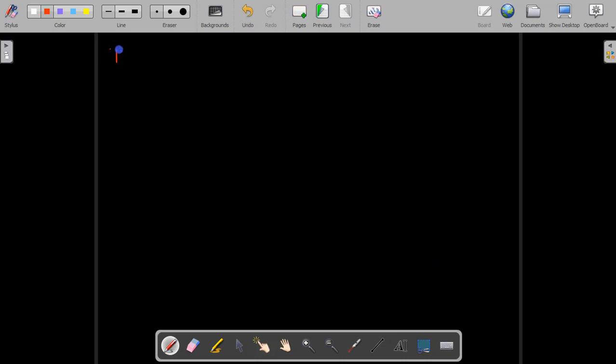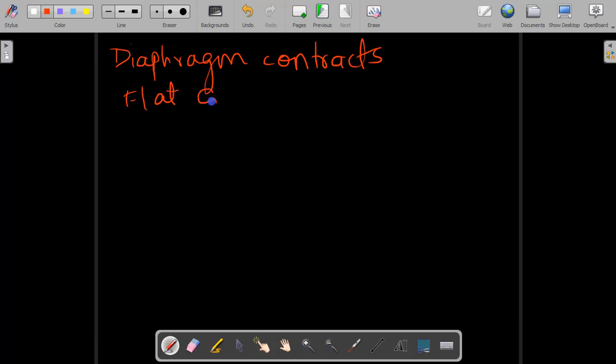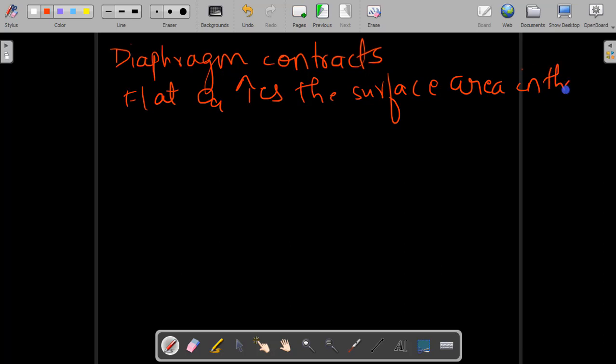First, what will happen? Very important step. Diaphragm contracts. Okay, don't say relaxation, because it is opposite. When it contracts, what happens? The next step, it becomes flat and increases the surface area in the thoracic, or you can say chest cavity. Thoracic cavity. Okay.